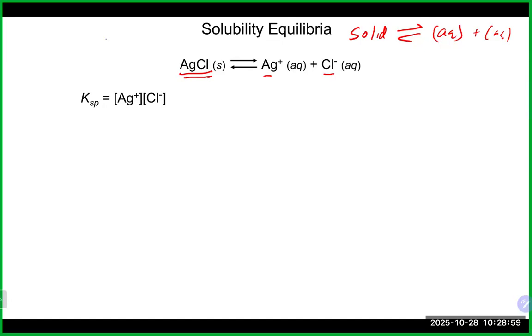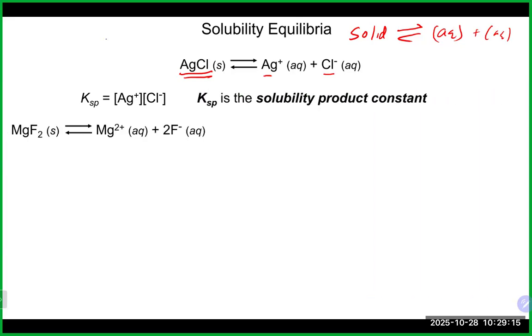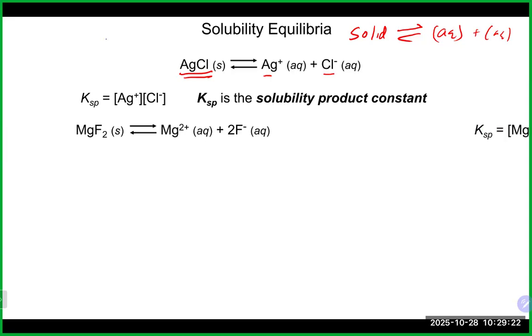And we do the exact same thing we do on any other equilibrium expression, because they're all really the same, regardless of the little letter on the bottom. We do still take the coefficients as the exponents. So if you had an ionic compound like magnesium fluoride, it would break apart into magnesium and two fluorides. If we wrote the KSP expression for this, we take those coefficients into account and include them in our expression.